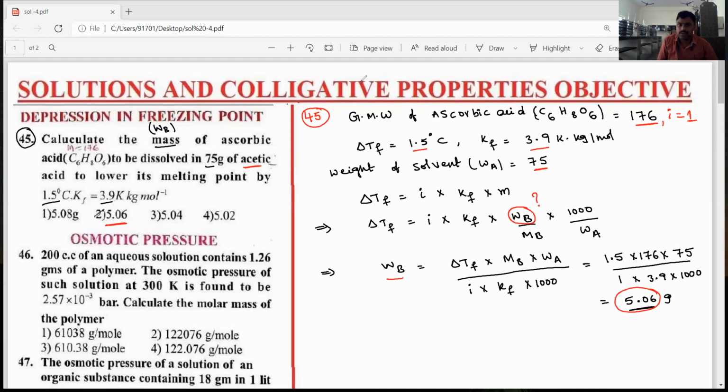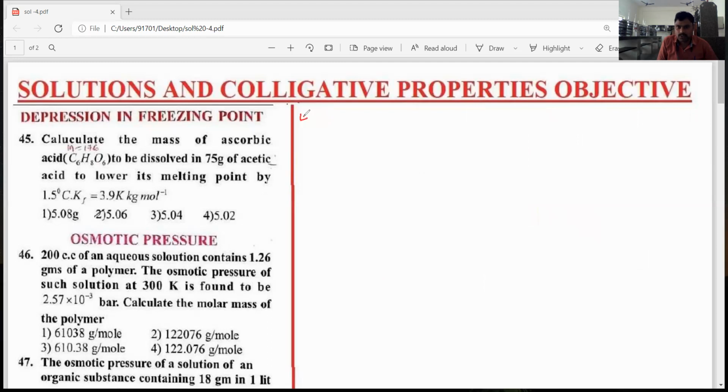Okay, dear students, let's go for the 46th question. What is the given 46th question? Volume is equals to 200 cc. Cubic centimeter is nothing but 0.2 liters. The aqueous solution contains 1.26 grams of polymer. So the weight of solute WB is equals to 1.26 grams, and the temperature is 300 Kelvin.